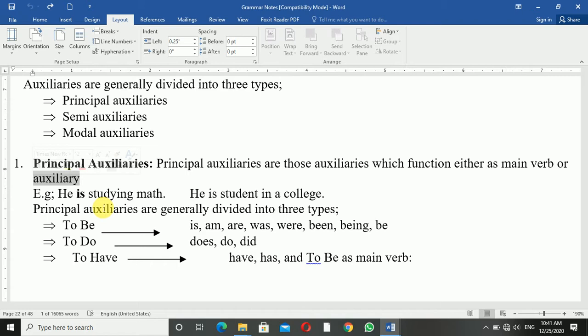So now the question is where they are used as a main verb and where they function as an auxiliary verb. We will be discussing that, inshallah, at this point in the coming lesson. So stay with us. Now let's see examples.